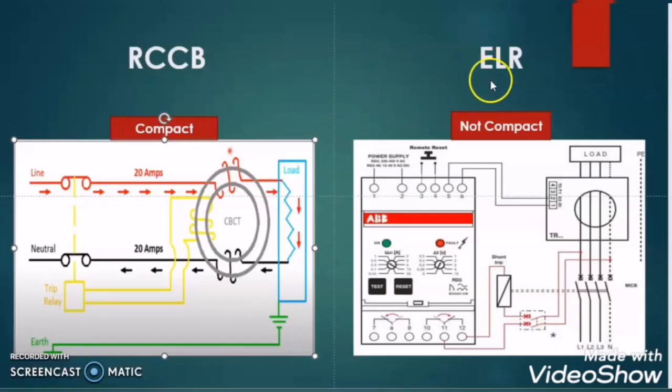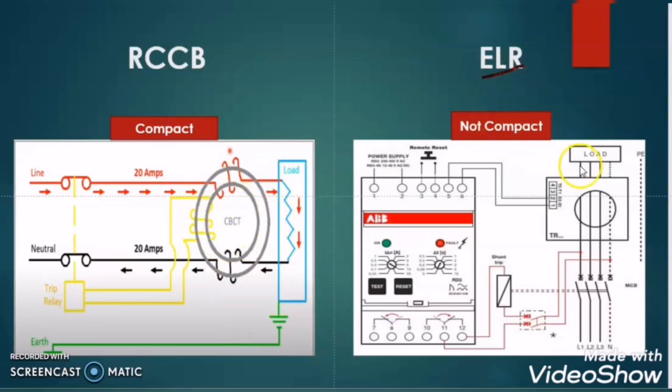Let us understand why the ELR does not have the load current rating unlike the RCCB and ELCB. In the case of ELCB or RCCB, you can see that whatever the load current required, this current has to be carried by the RCCB. From this diagram, you can understand it very easily. Whatever the load current is required, this current is flowing through the RCCB. That's why the RCCB has both ratings, the sensitivity rating and the maximum load current rating.